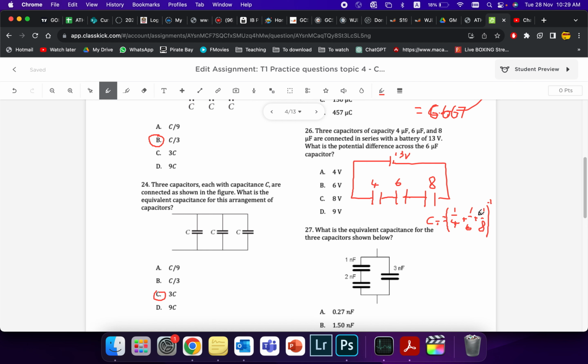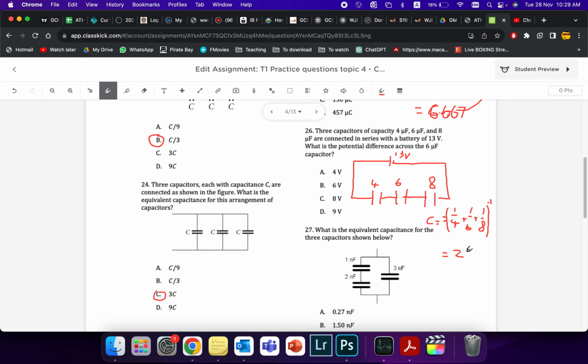Putting that into your calculator, you should hopefully get something like 24, not 24, I think 24. You know what, I should probably check. I've got my calculator right here. Forgive me, let me just quickly do this. In a bracket, 1 over 4 plus 1 over 6.